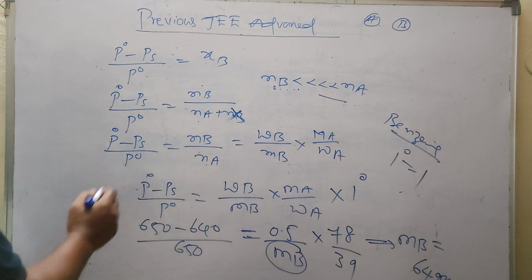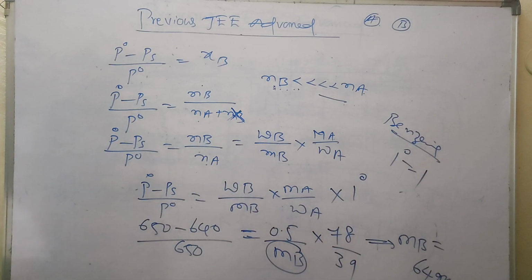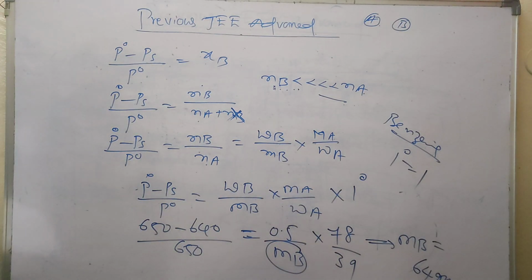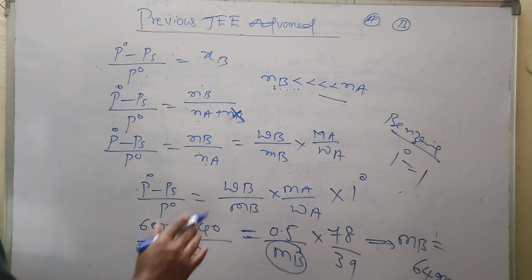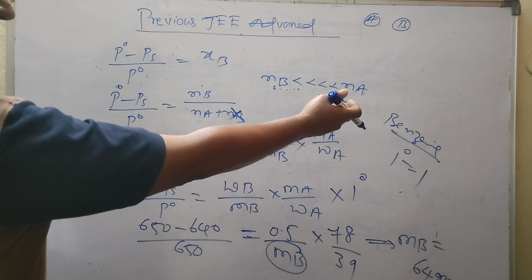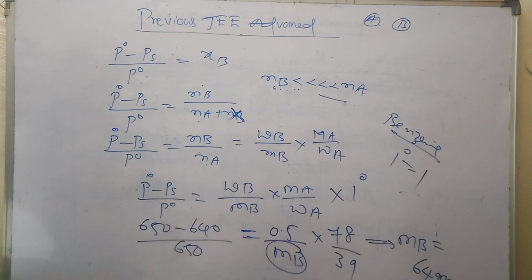Everybody knows NB by NA, number of moles. Number of moles means weight by molecular weight, na? And I want to multiply with the Van 't Hoff factor, if it is an electrolyte or non-electrolyte, whatever it may be. Benzene is a non-electrolyte, not undergoing dissociation, that's why i is equal to 1. If any electrolyte is there, in that case we can do it.